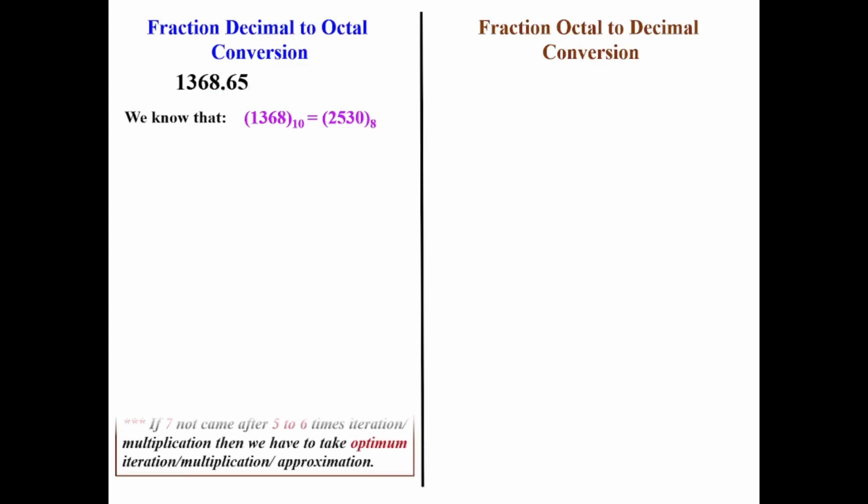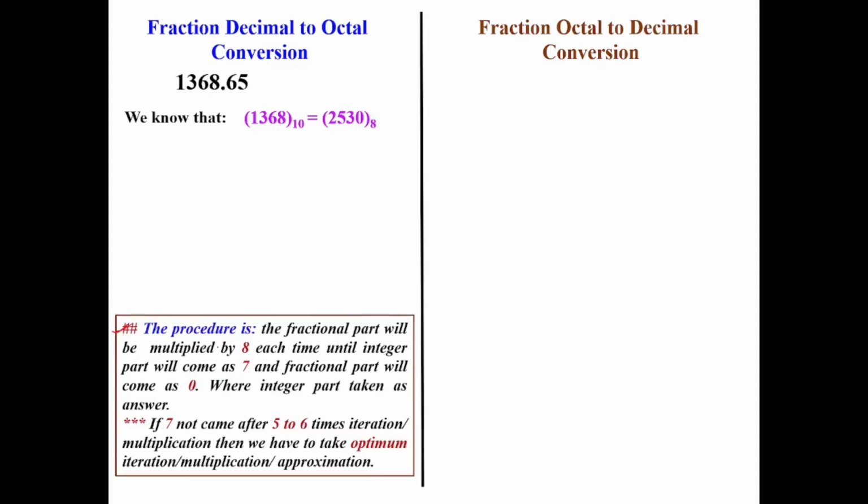So what is the procedure we have to follow? The fractional part, here 0.65, will be multiplied by 8 each time until the integer part comes as 7 and the fractional part comes as 0, where the integer part is taken as the answer. If 7 does not come after 5 to 6 iterations or multiplications, then we have to take an optimum iteration or approximation.